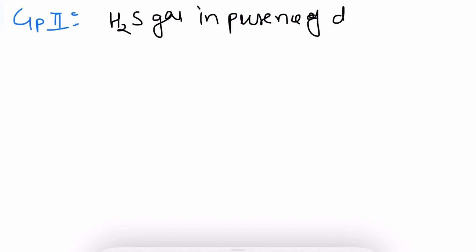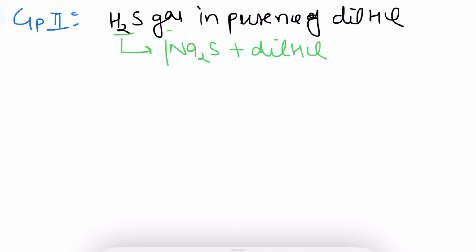Group 2 are precipitated by passing H2S gas in the presence of dilute HCl. How to make H2S gas in a test tube? Sodium sulfide with dilute HCl. Then the resulting gas obtained is H2S gas. So the group 2 radicals are detected with the help of hydrogen sulfide gas in the presence of dilute HCl.